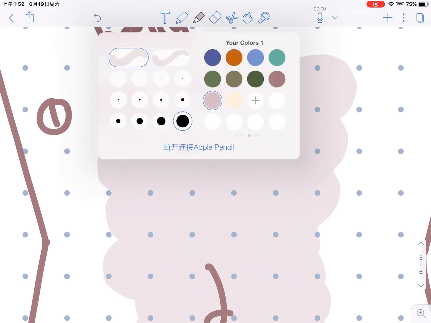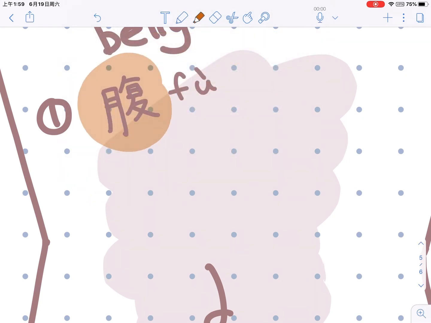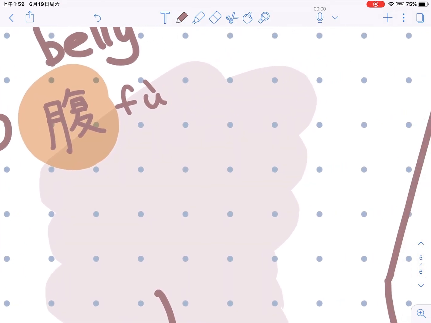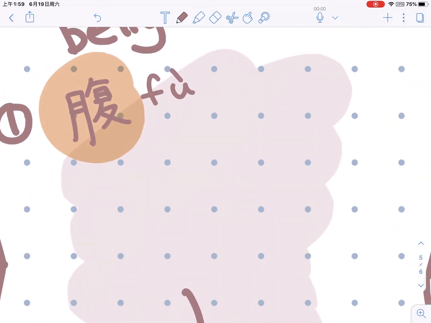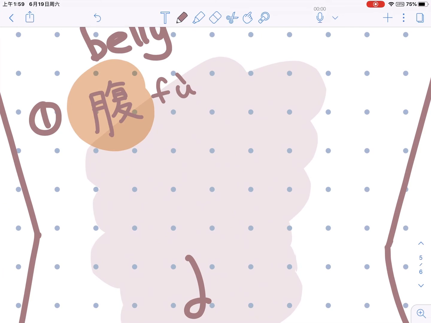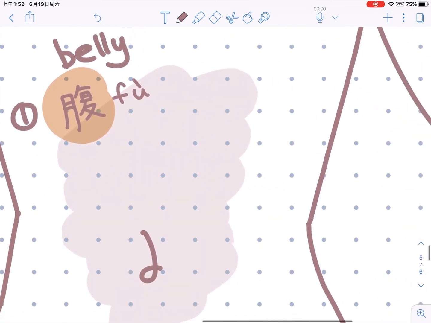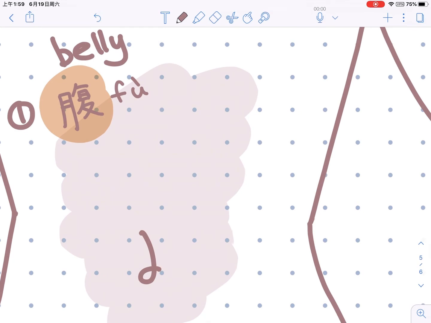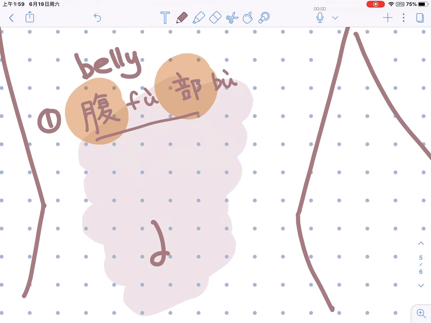Right, the character 腹 itself just simply means belly. But again, in reality, we seldom use the word 腹 alone. We would usually add another character after 腹, that is 部. If we add these two characters together, they're just 腹部, right? Yeah, it just means belly.